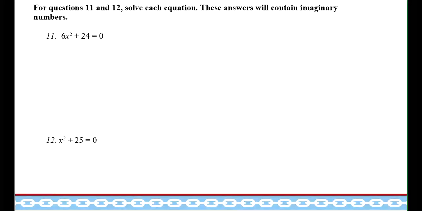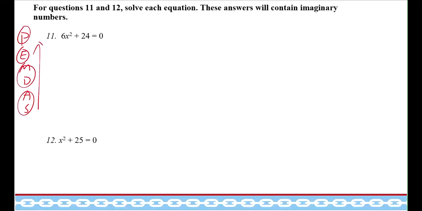For 11 and 12, we're solving for x. These answers will contain the imaginary. So we use our normal solving strategy, right? Please Excuse My Dear Aunt Sally, right? The 4 steps to order of operations. When we solve, we go backwards. Right? So we're going to go this way.